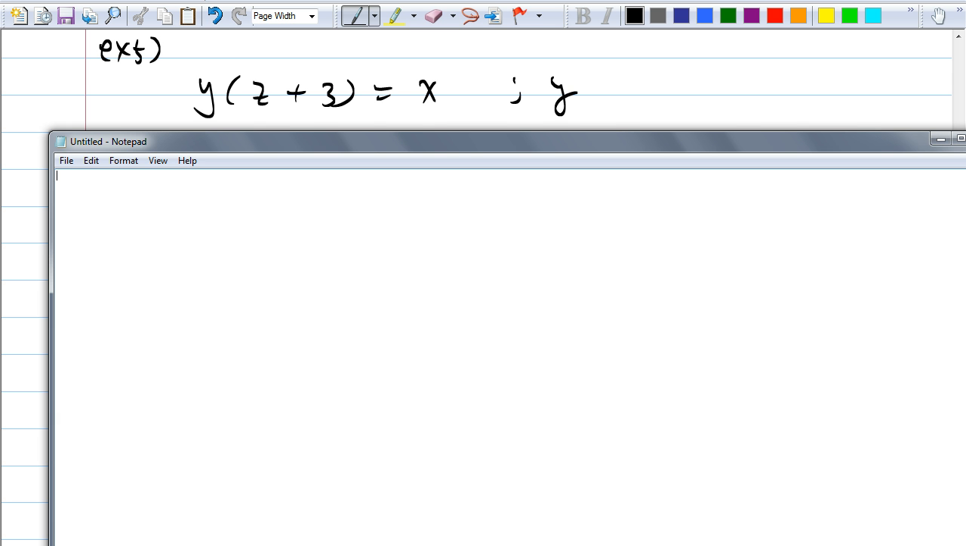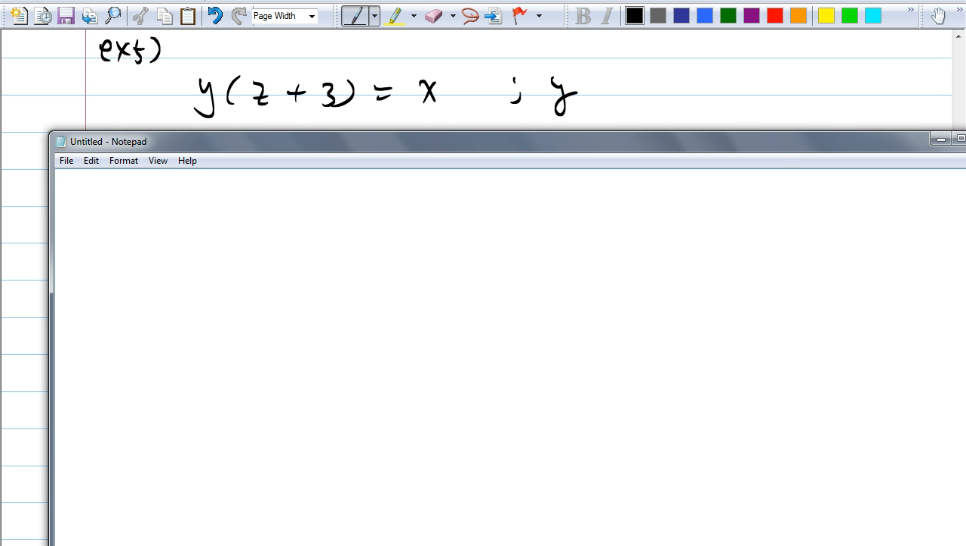I'll wait. This is an interesting one. Who could tell me how to do this one? Matthew, what do I do? Okay, you're right. You're actually supposed to divide both sides by z plus 3. Some of you are saying, wait a minute, don't we always simplify by distributing y to z plus 3? In this case, that would not be a good idea.